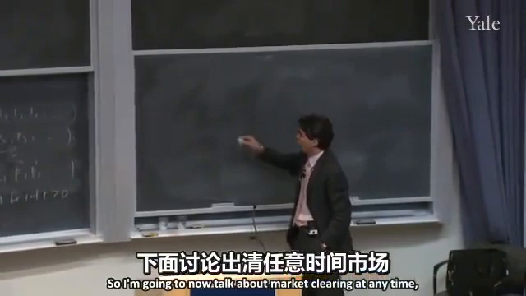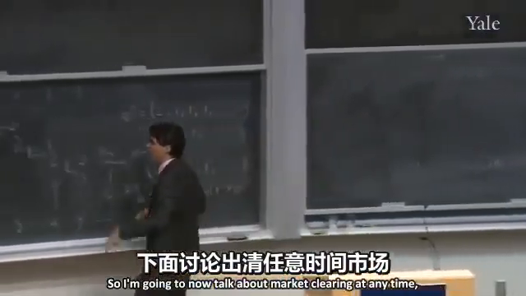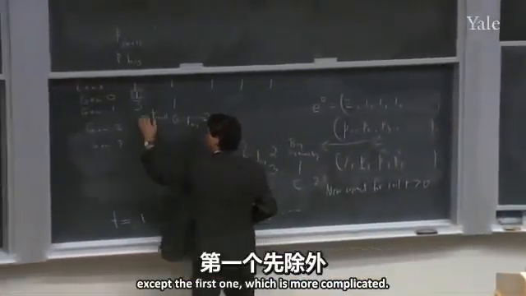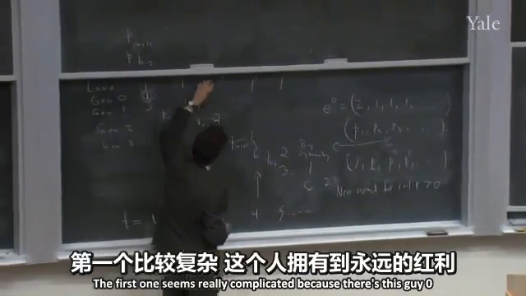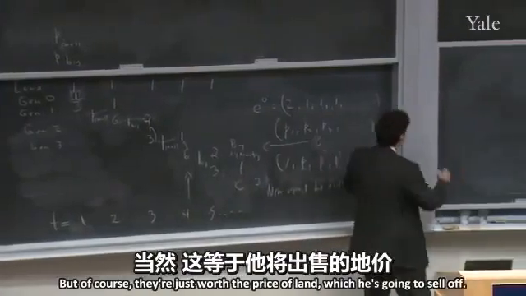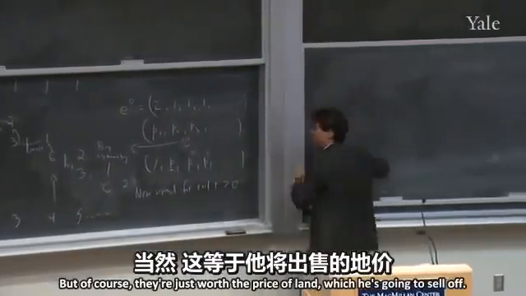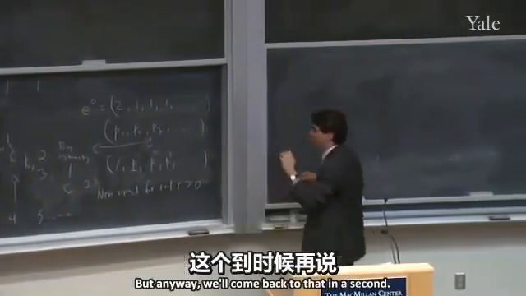So we'll see why that works. So what are the generations? I'm going to now talk about market clearing at any time except the first one, which is more complicated. The first one seems really complicated because there's this guy Zero who owns these dividends that go on forever. But of course, they're just worth the price of land, which he's going to sell off. But anyway, we'll come back to that in a second.